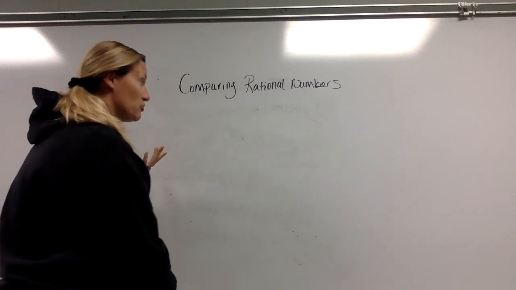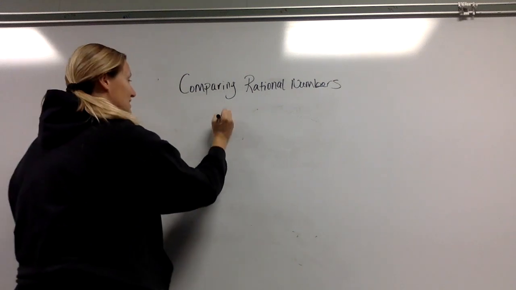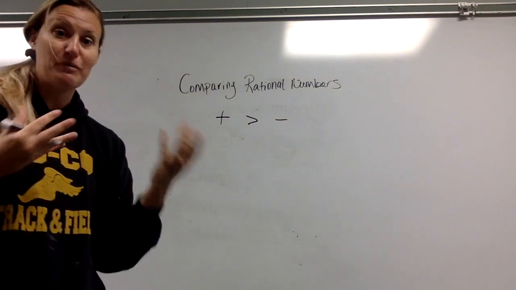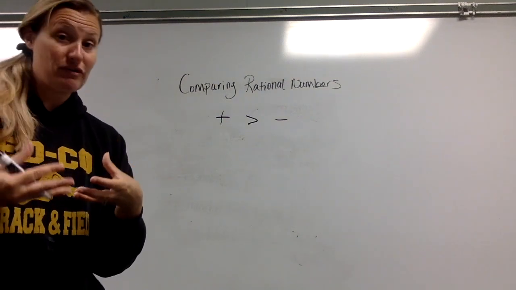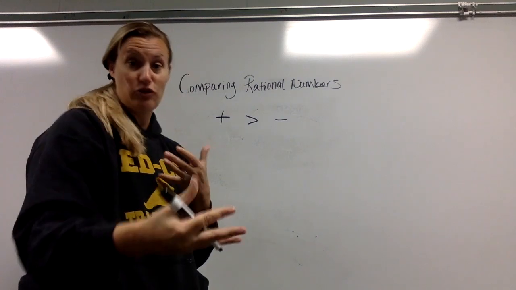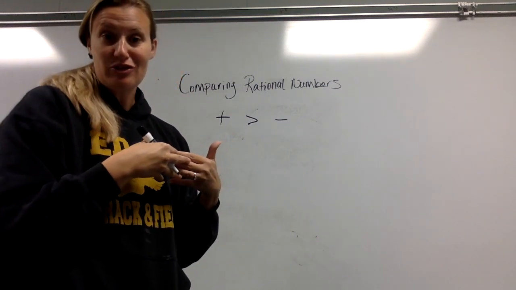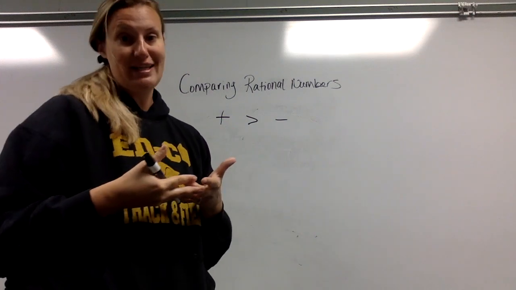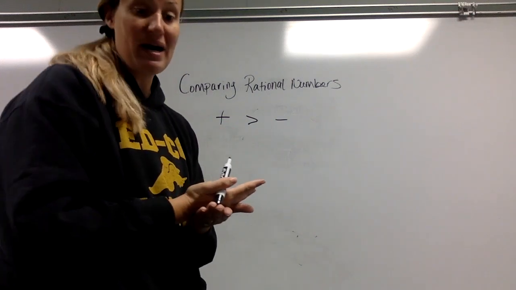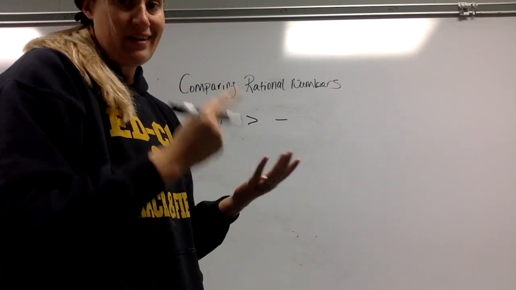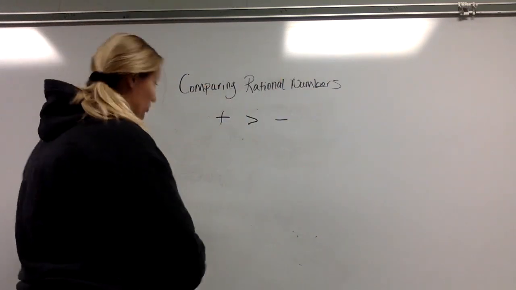And here's some of the rules we learned. A positive number is always greater than a negative number. So if you have a positive and a negative, doesn't matter the value, the positive number is always to the right of the negative number on a number line. That's going to hold true with rational numbers. So rational just means we're throwing fractions and decimals in there. If you have a positive and a negative, the positive is always larger. And the number to the right is always larger. So those rules are going to hold true.